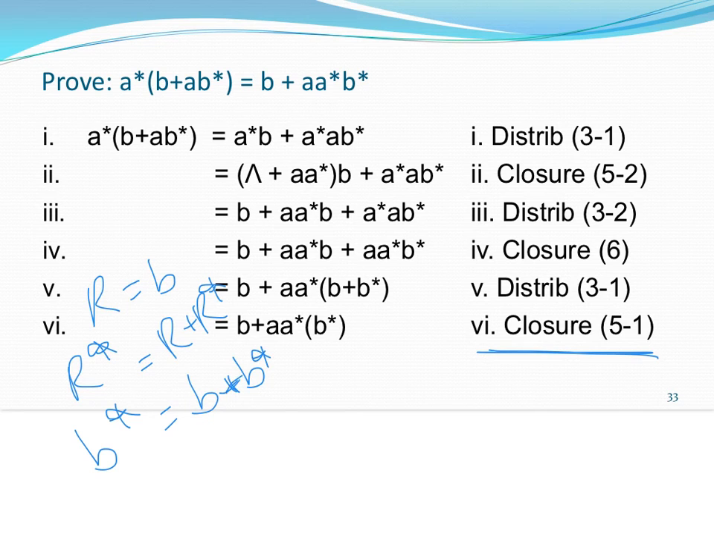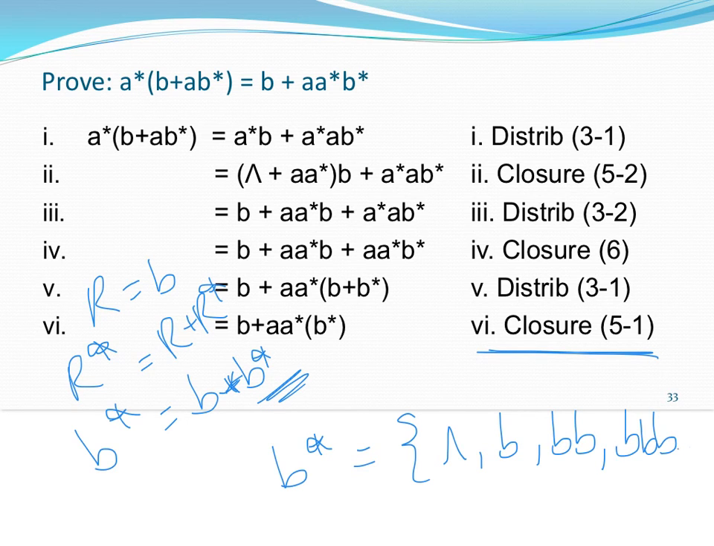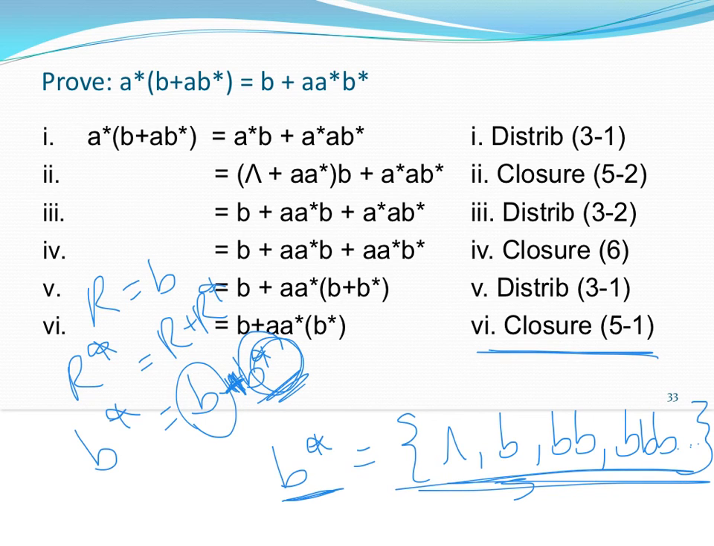And that makes sense, right? Because if you think about it, what is B star? Well, B star equals lambda, B, 2 B's, 3 B's, and so on. And if I union B star, and add that union to B, well, B's already in there, so unioning this B star with the set that just contains B will just result in the same old B star.